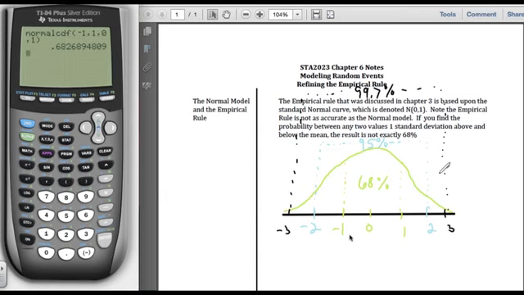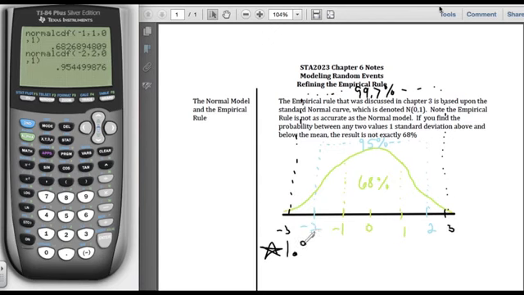And the same thing with the 95% rule. If you go up 2 standard deviations and down 2 standard deviations, it should be about 95%. If we use the normal CDF function on the calculator, we go -2 to 2, then 0, then 1, we get 95.44%. So we're not off by that much. However, we could be more exact.